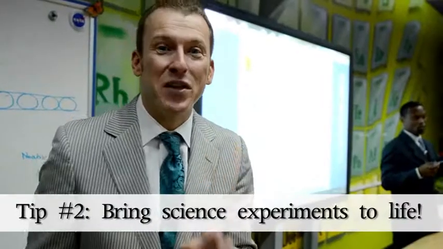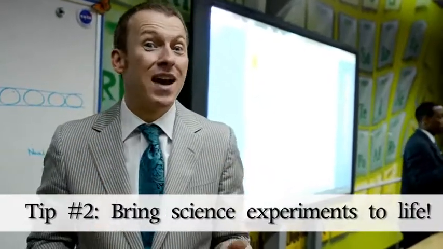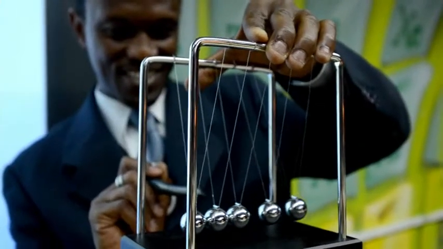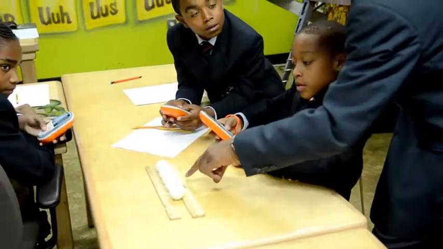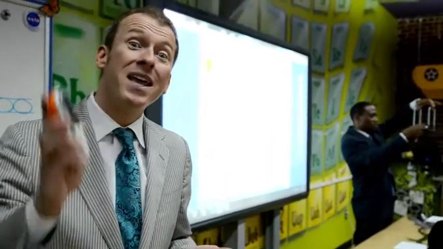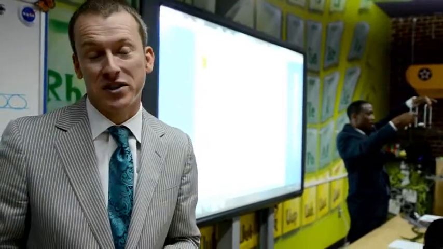Tip number 2, use the active expression to bring science experiments to life. Our wonderful teacher at RCA is Mr. Townsend, and he does a great job of getting the kids involved with hands-on experiments. What he'll do is give a brief introduction to the experiment, and then he allows the active expression to do the rest of the work.